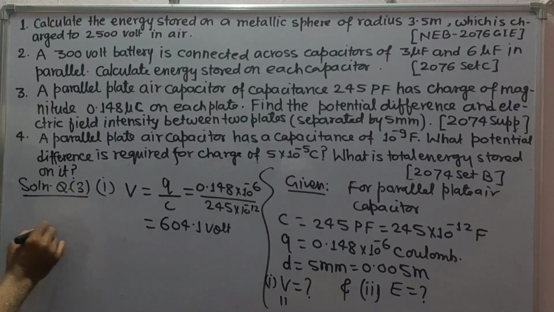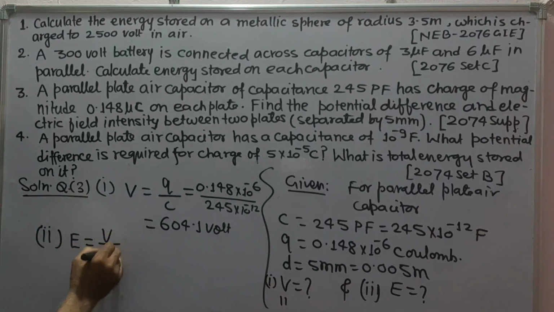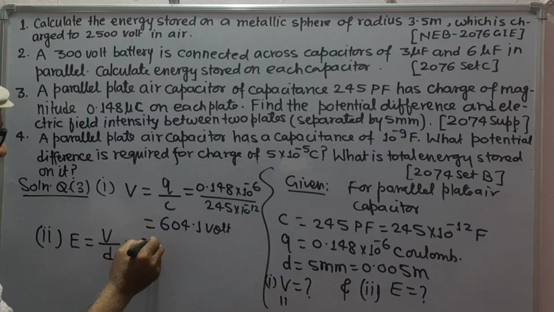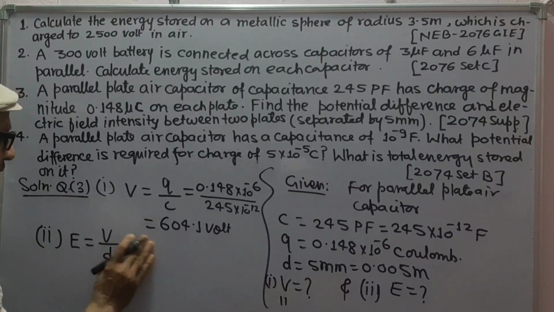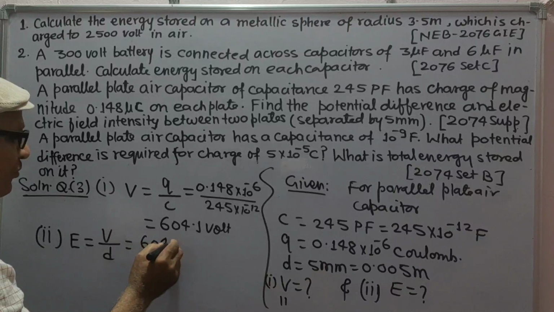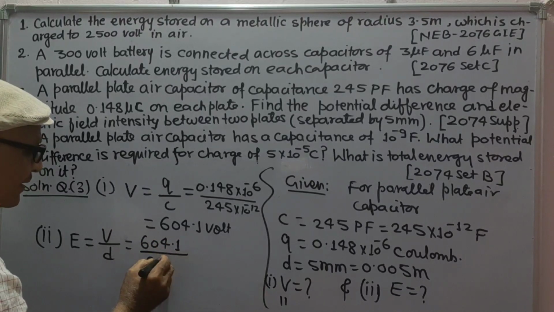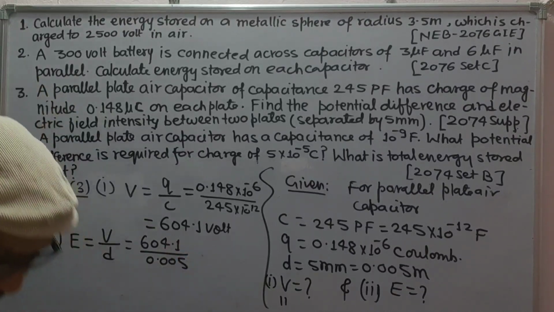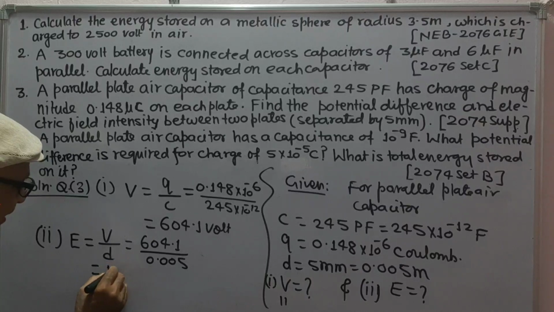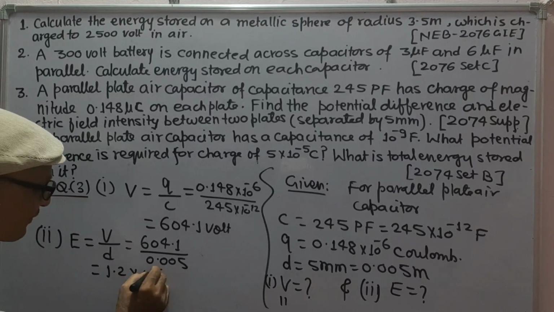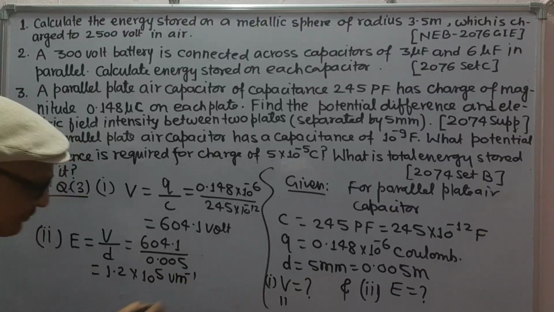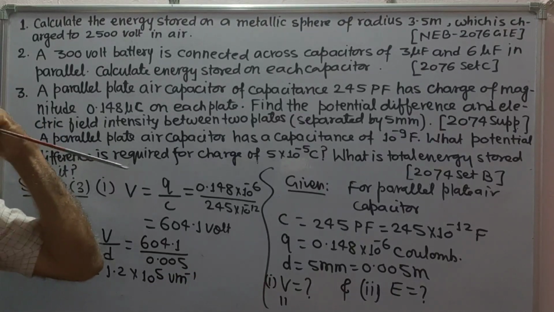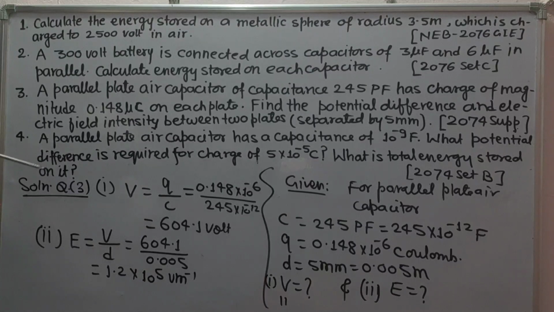Now electric field intensity between two plates will be equal to E is equal to V by D. Here V is found to be 604.1 and D is 0.005. So we get electric field intensity as 1.2 into 10 to power 5 volt per meter. Its other SI unit is also Newton per Coulomb.